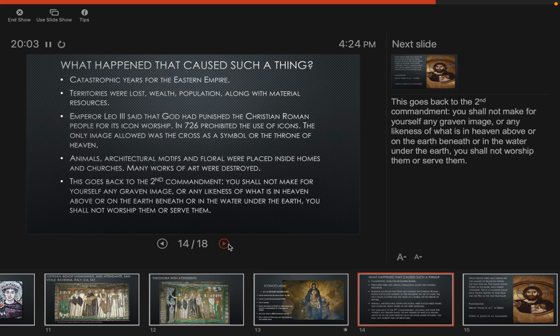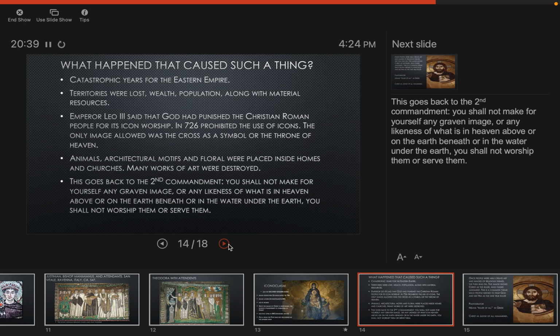So, this goes back to the second commandment. You shall not make for yourself any graven image or likeness of what is in heaven above, or on the earth beneath, or in the water under the earth. You shall not worship them or serve them. So, what happened to cause such a thing? Catastrophic years for the Eastern Empire. Territories were lost, wealth, population, along with material resources. Emperor Leo III said that God had punished the Christian Roman people for its icon worship.